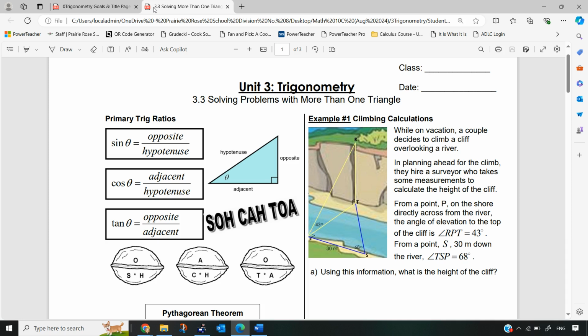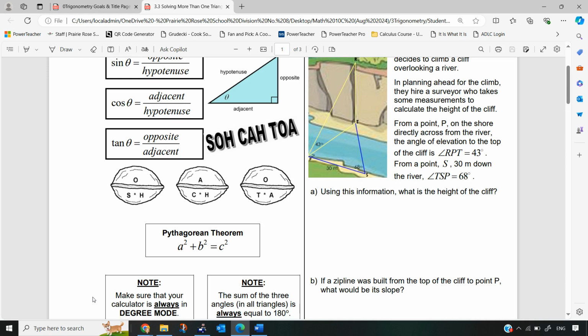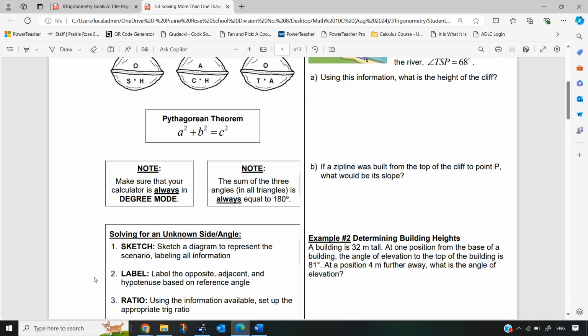Before we get into our examples, let's just do a quick refresher of our trig ratios. Remember that we can remember our ratios using a mnemonic device called SOHCAHTOA. Sine is opposite over hypotenuse, cosine is adjacent over hypotenuse, and tangent is opposite over adjacent. Remember that whenever we have two side lengths and we're looking for a third side length in a right triangle, we can use the Pythagorean theorem. Always double check that your calculator is in degree mode, and remember that there are 180 degrees in a triangle.